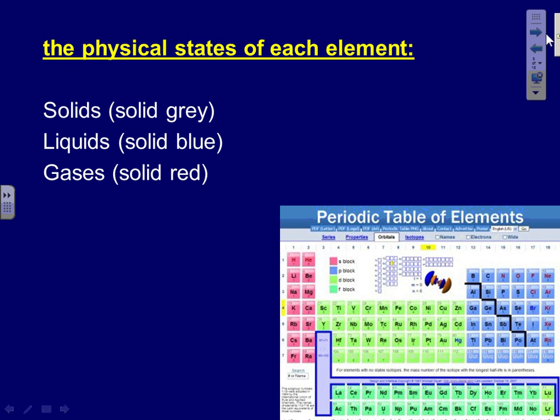Physical states of the elements. Solids are gray, just like on my table, and that's a standard thing for all tables. Liquids are blue. Only 2 of them. And gases are red.